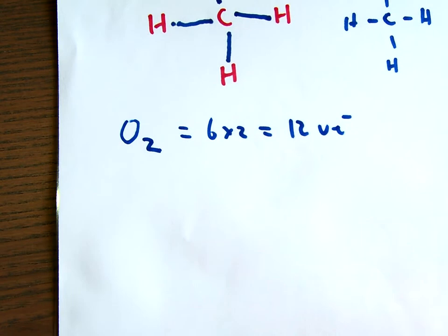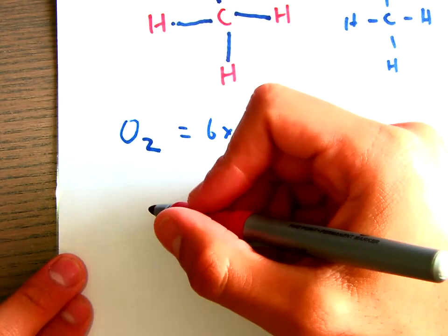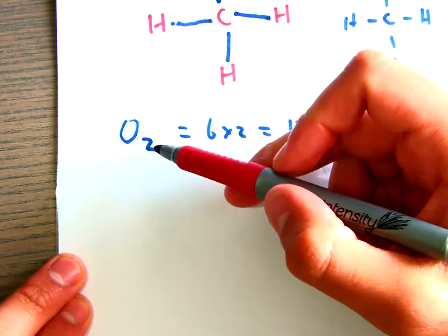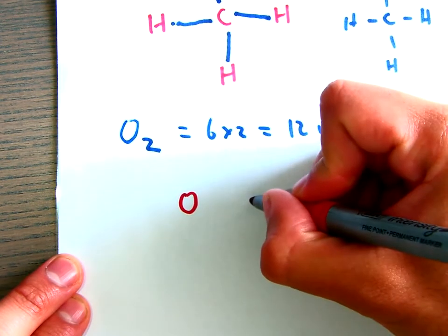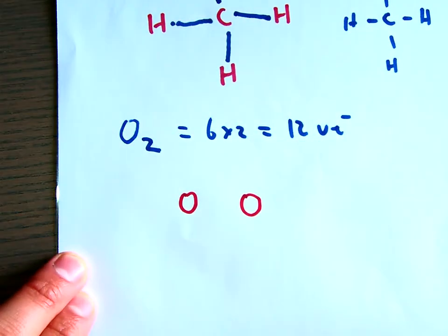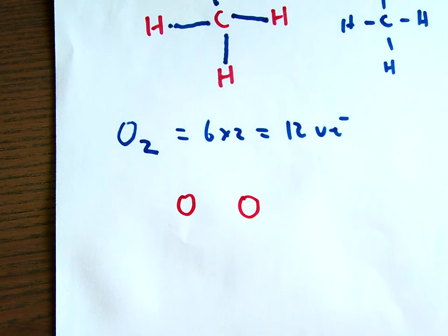So let's go ahead and do this model here. First, we counted the total. Second, place the atoms. We only have 2 oxygen, so we don't have to worry about how they're going to be placed, because when you only have 2 atoms, we don't have to worry about what goes in the center.